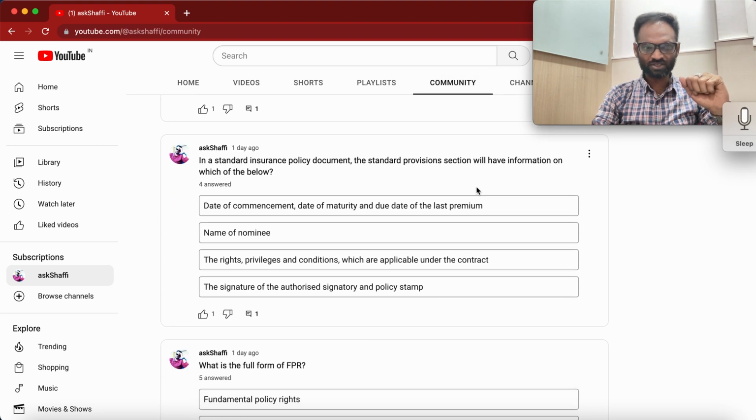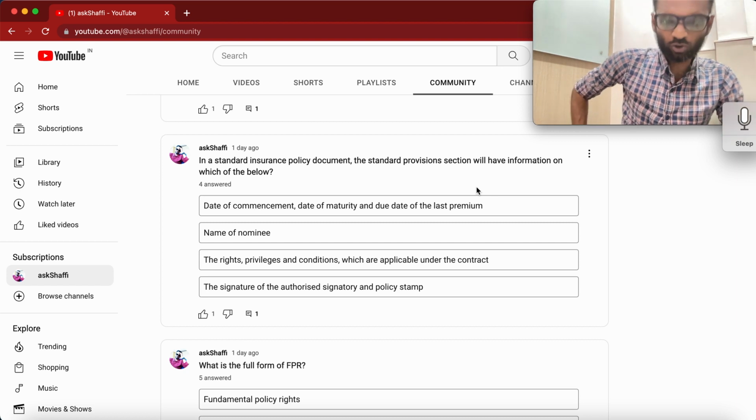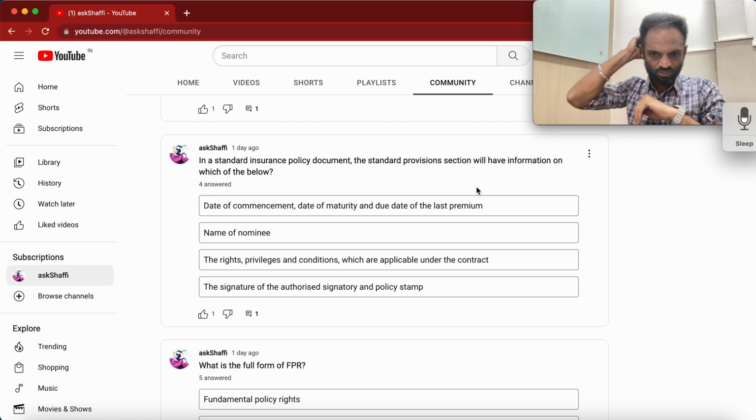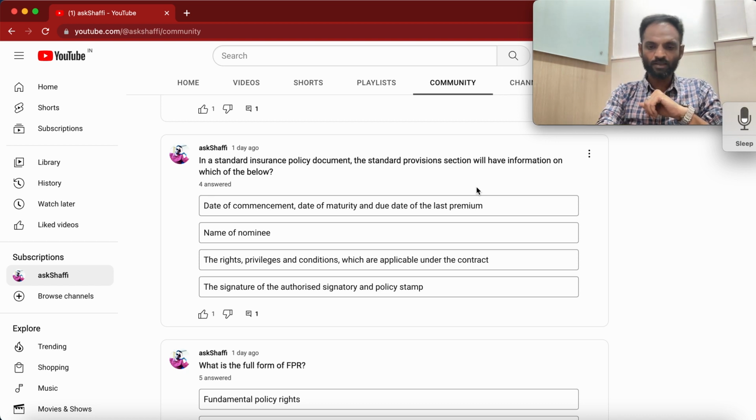And the second question is, in a standard insurance policy document, the standard provisions section will have information on which of the below. So what does it mean? Date of commencement, date of maturity, and due date of the last premium, name of nominee. The rights, privileges and conditions which are applicable under the contract. Yeah, that is the correct one. And the signature of the authorized signatory and policy stamp. So the third option is the correct one.